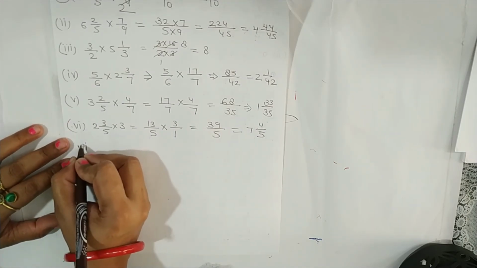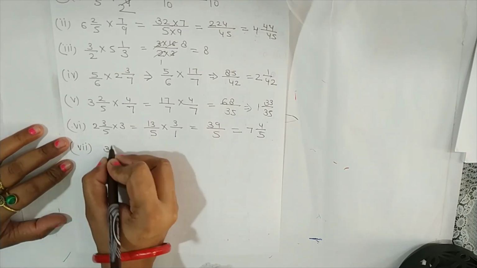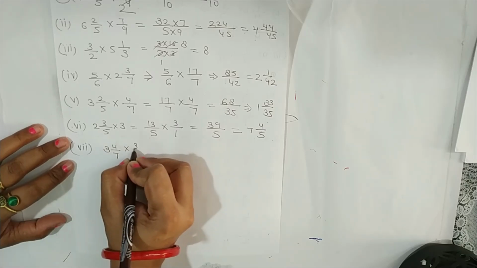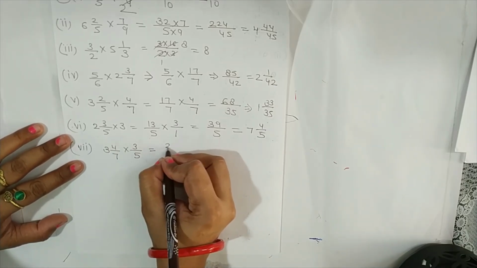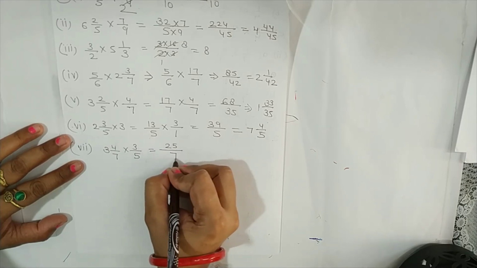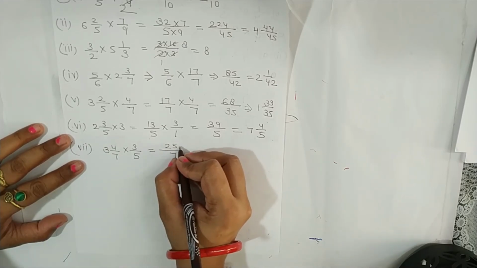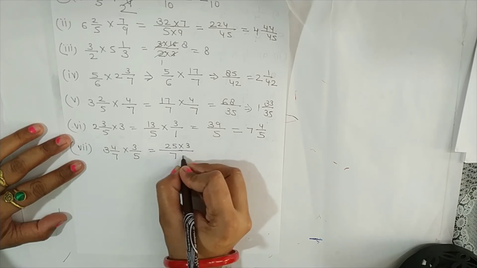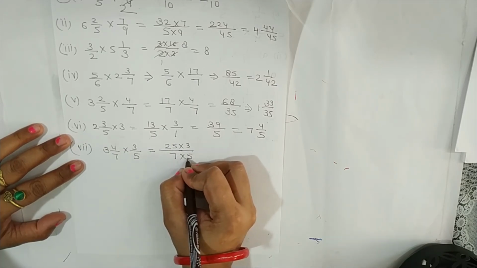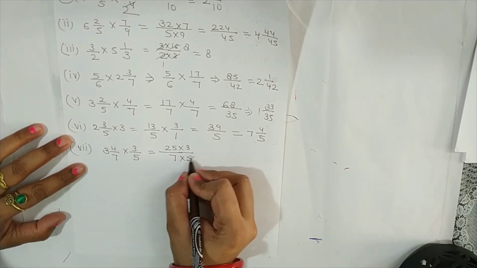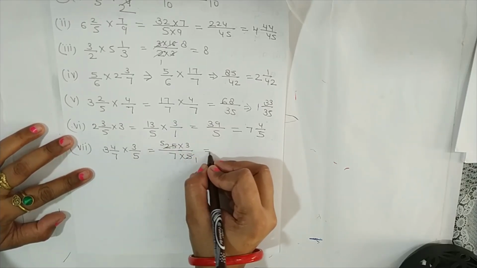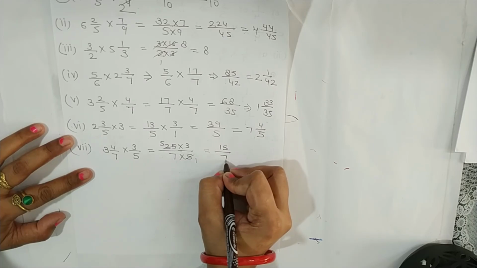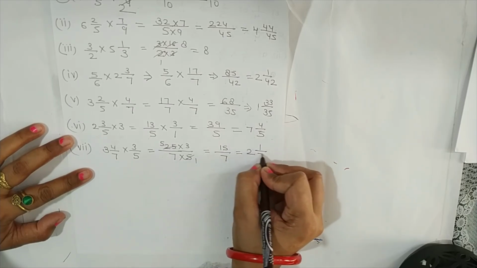Now last one, 3 4 upon 7 into 3 upon 5. So it will be 25 upon 7, then into 3 upon 5. So it will be reduced. 5 1s are 5, 5 5s are 25. So 5 3s are 15 upon 7. Now it will be 2 1 upon 7.